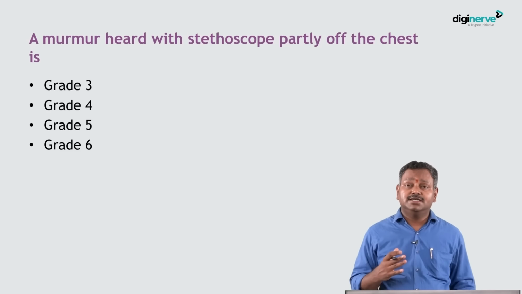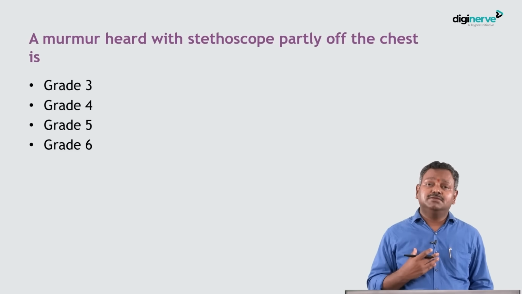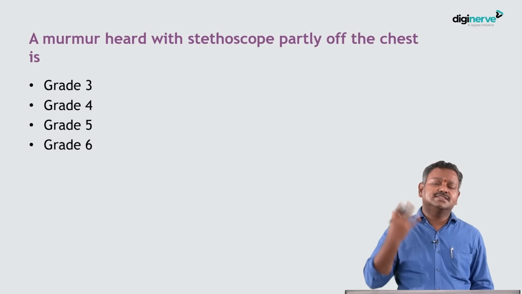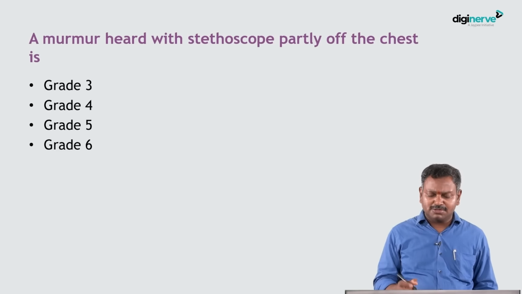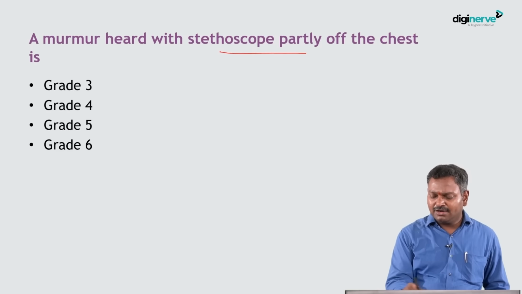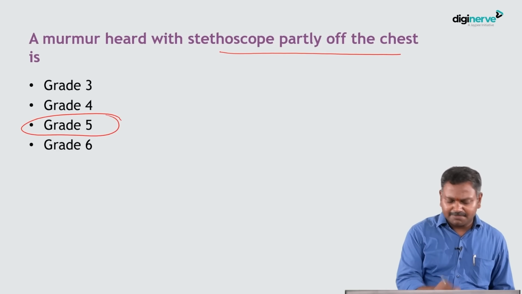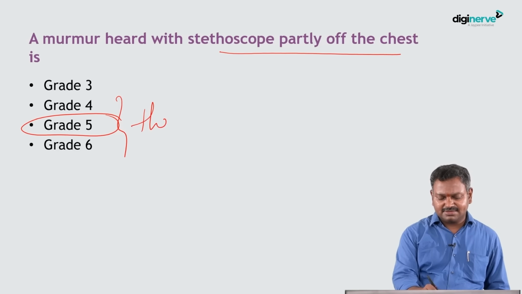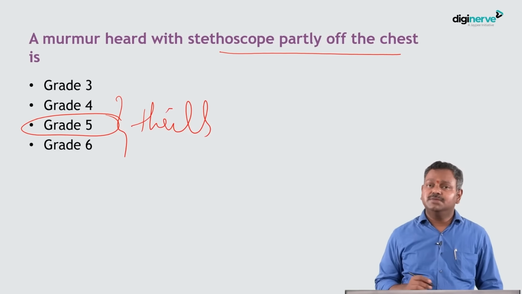Grade 5 is a murmur where you can hear the murmur with the stethoscope just kept off the chest wall. And grade 6 is where you can hear it without the stethoscope also. So with the stethoscope partly off the chest is a grade 5 murmur. Remember 4, 5, 6 all have thrills. This is for systolic murmurs only.